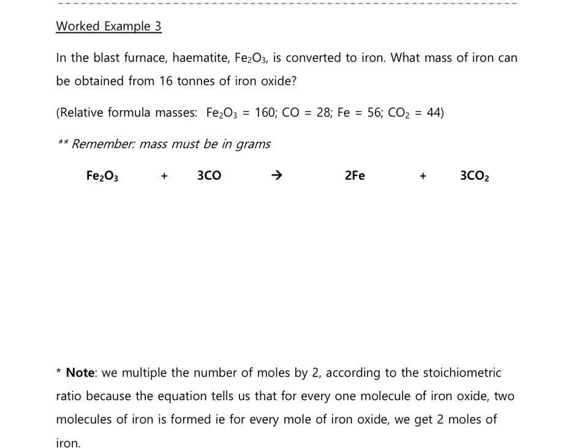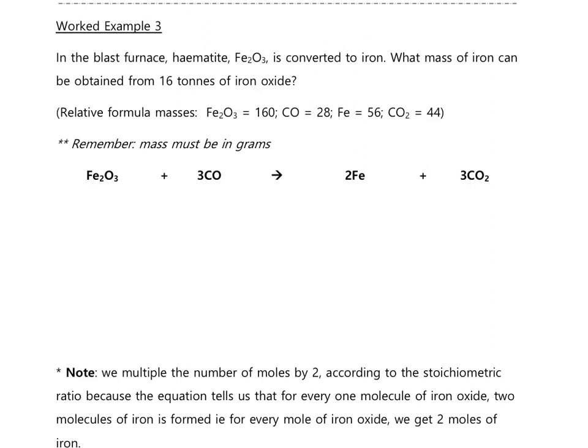So the method is exactly the same. You follow the same method each and every time. But these are just going to have slightly more difficult units to work with and a slightly more tricky balancing number ratio as well. So let's read worked example 3. It says, in the blast furnace, hematite, Fe2O3, is converted to iron. What mass of iron can be obtained from 16 tonnes of iron oxide?